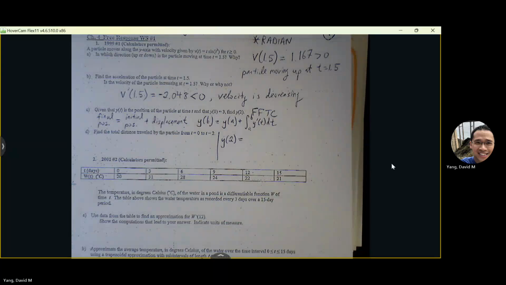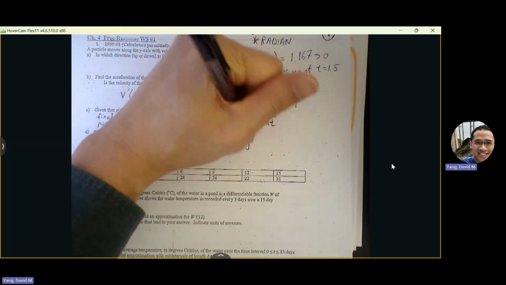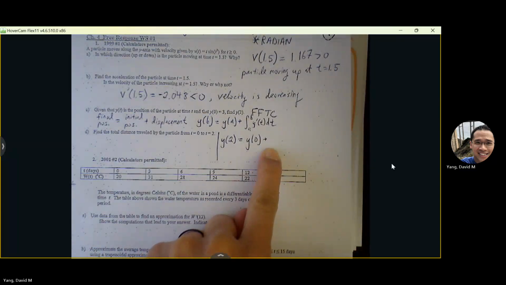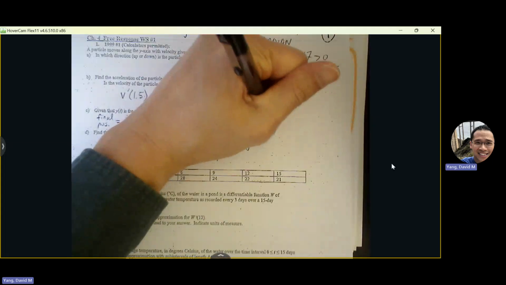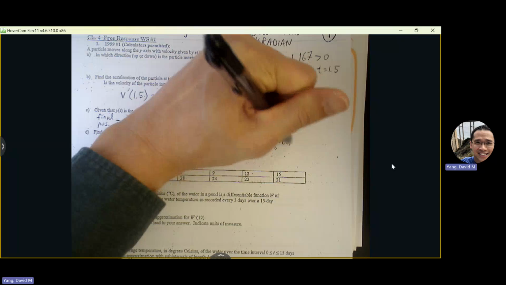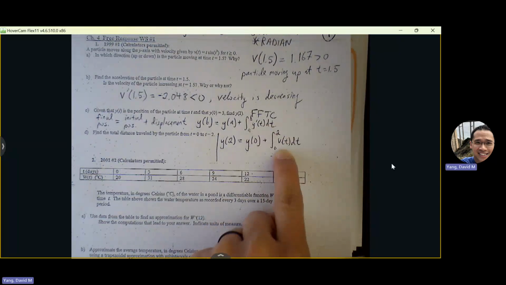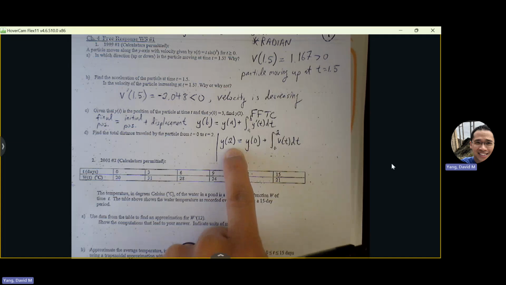I need to have a starting location, which is y of 0. And then I want to know how much progress I've made between 0 and 2. So I'm going to find my displacement between 0 and 2 for my velocity function. So this will tell me how much progress I've made since my starting point. And if I can figure out where I start plus how much movement I'm going to make, I'm going to know where I'm going to end up.